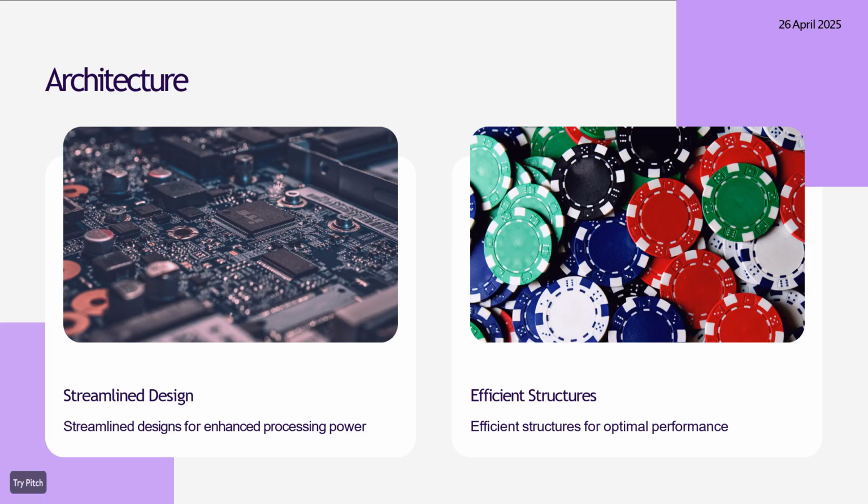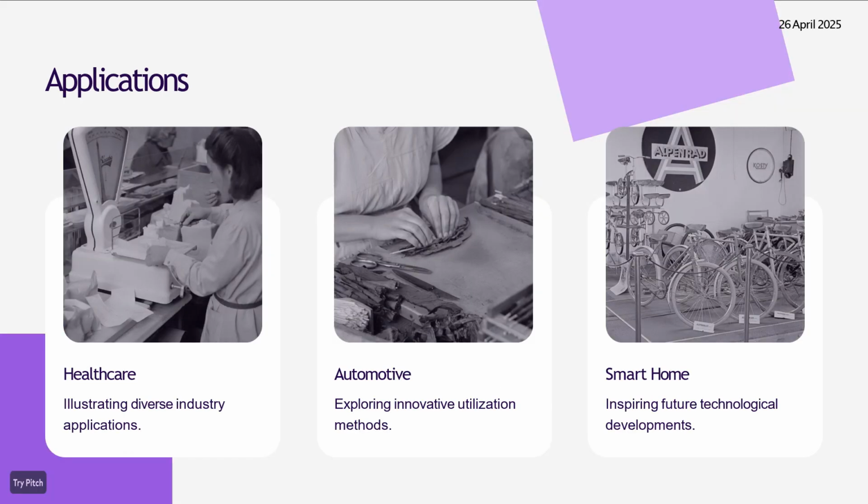So in short, both microprocessors and microcontrollers are absolutely vital across industries, but they are used differently depending on the task. Here's the breakdown of how they are applied in healthcare, automotive and smart home environments. Next slide. So these are the applications. First is healthcare, second one is automotive, and third one is smart home.